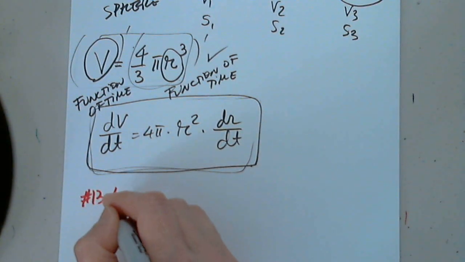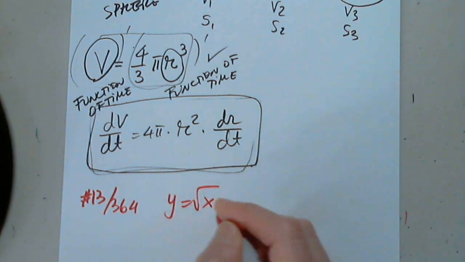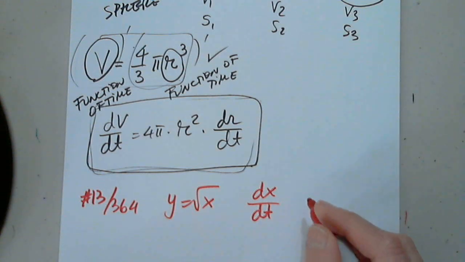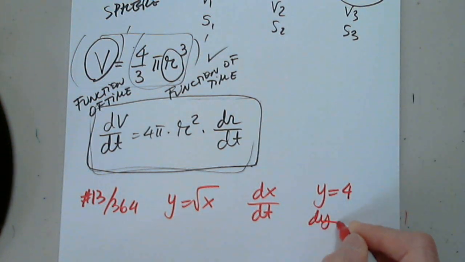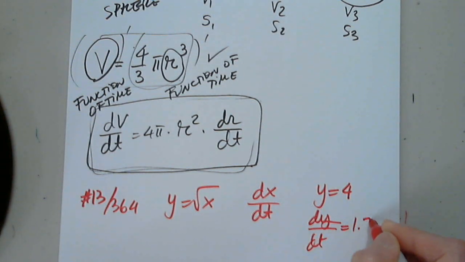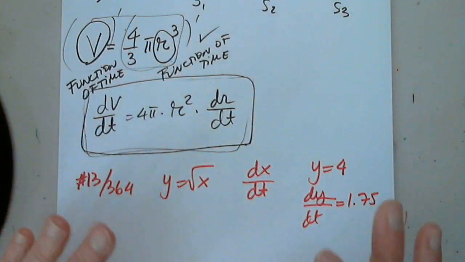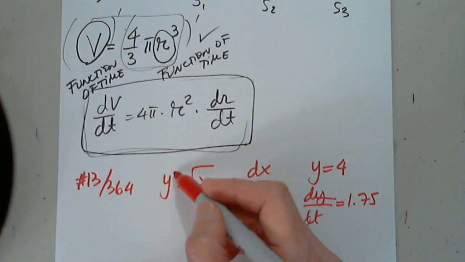13 on 364. And you said y equals the square root of x. They're asking us to find dx over dt when y equals 4 and dy over dt equals 1.75. Okay, perfect example. So what is this telling us?